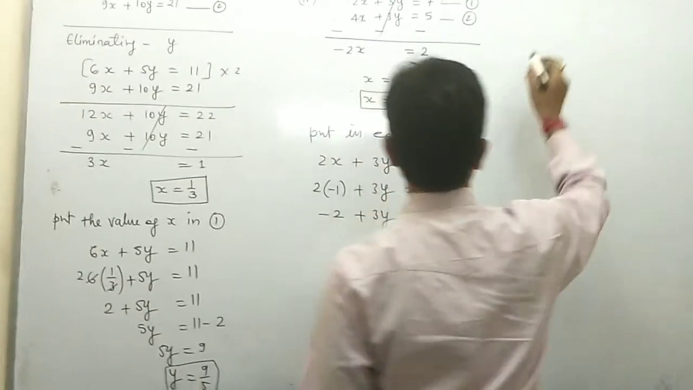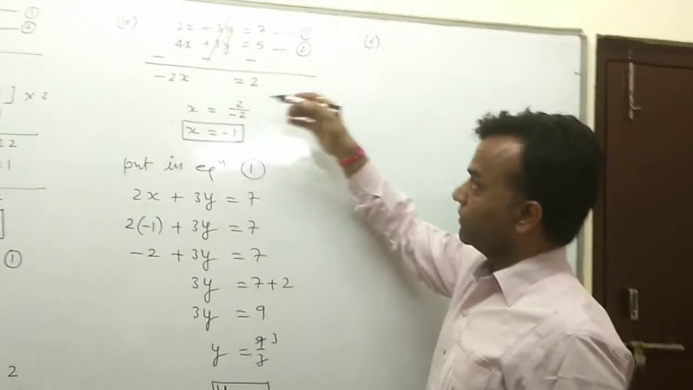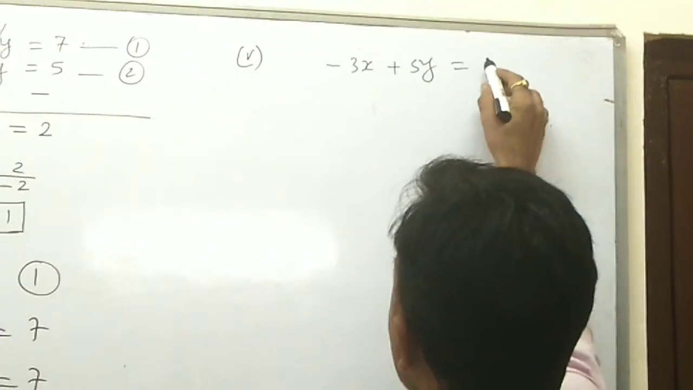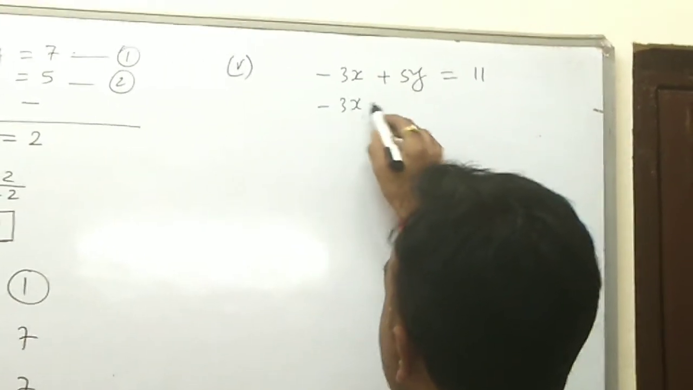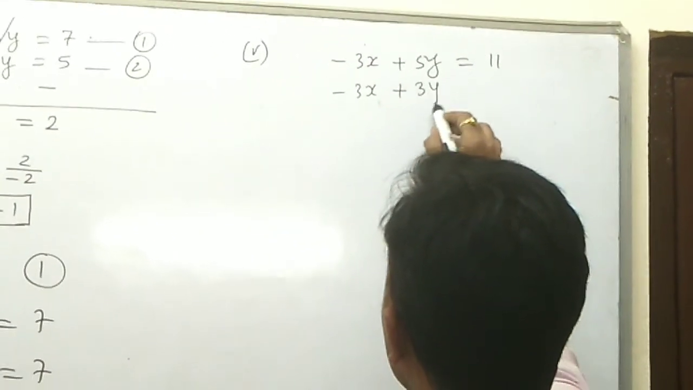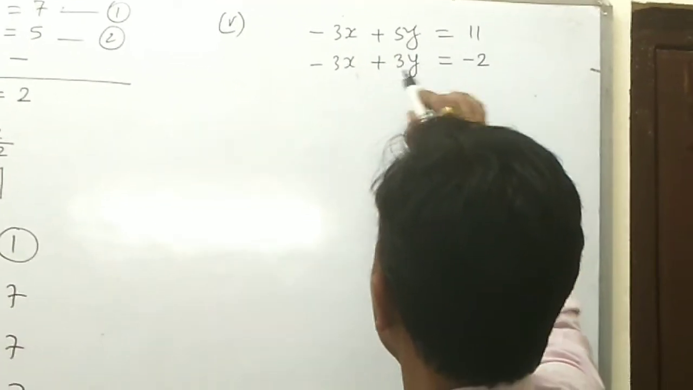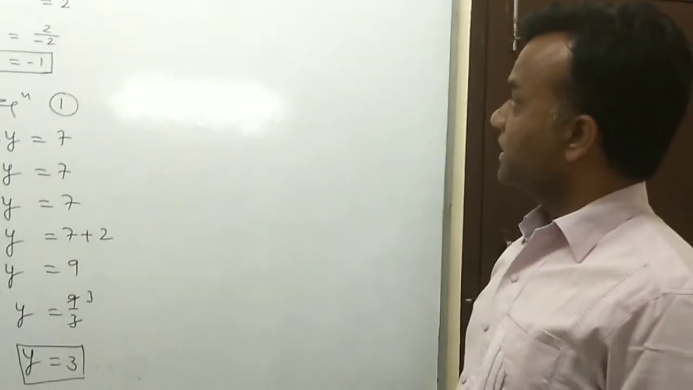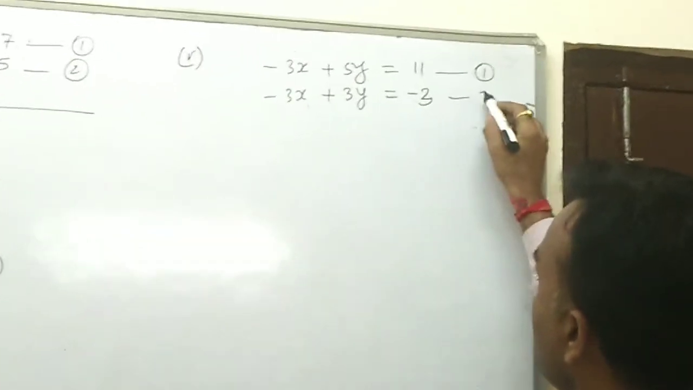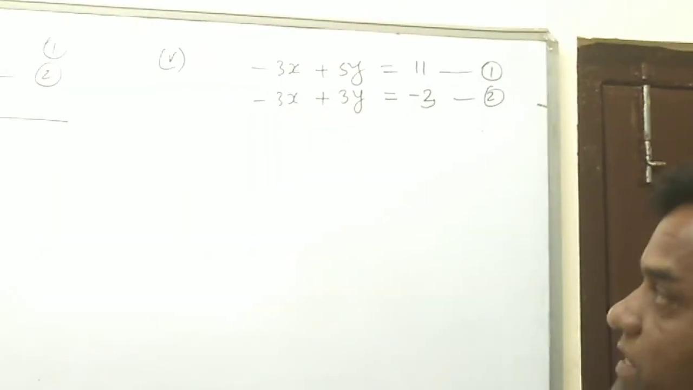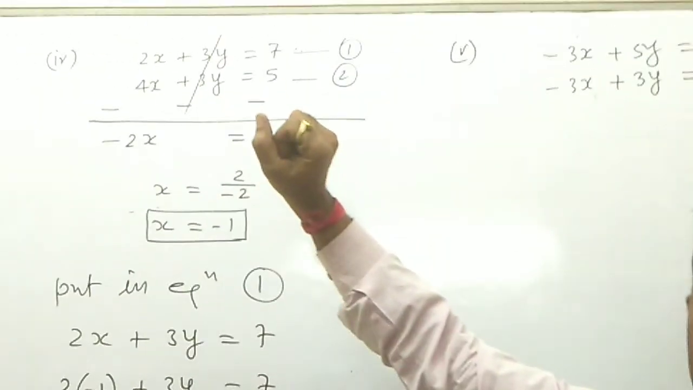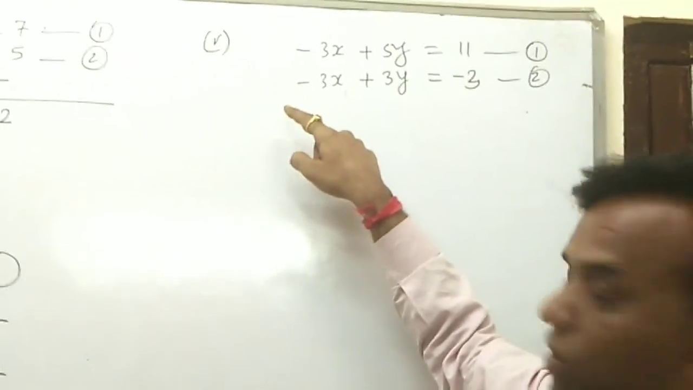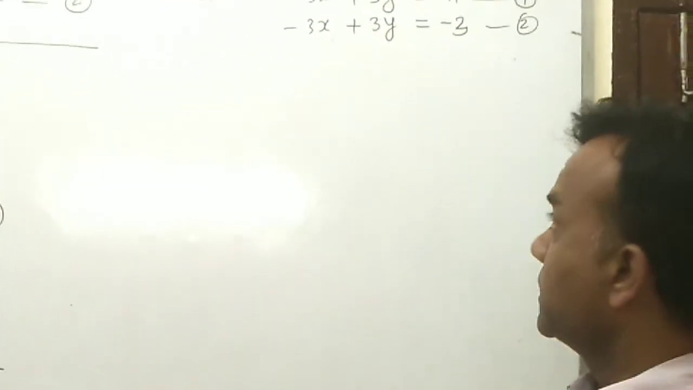So now again let's take the fifth example, maybe in another form. Suppose you have 3x plus 5y equals 11, and now minus 3x plus 3y equals minus 3. Okay, now again another form of this equation is given. Now we call them equations 1 and 2. But in the previous equation this y variable had the same coefficient, but in this equation variable x has the same coefficient. Okay, and both have the same sign. Again the situation is the same.